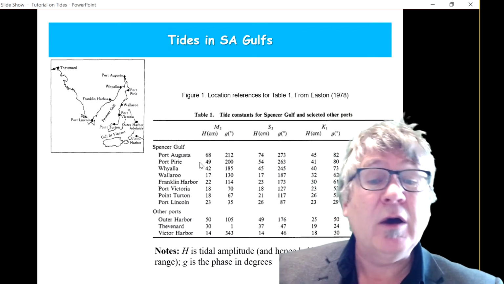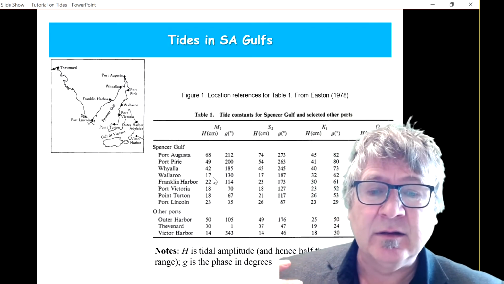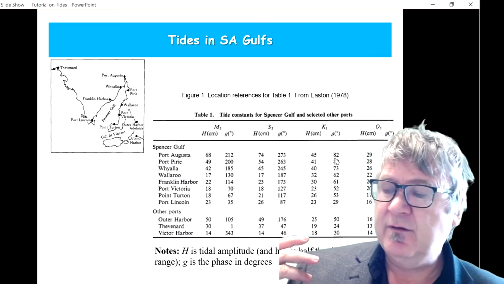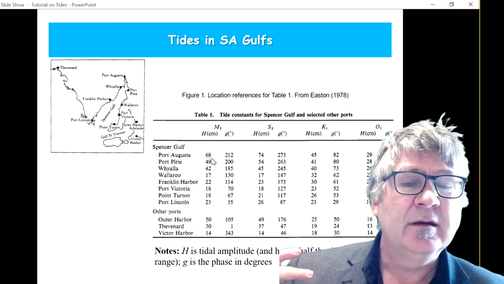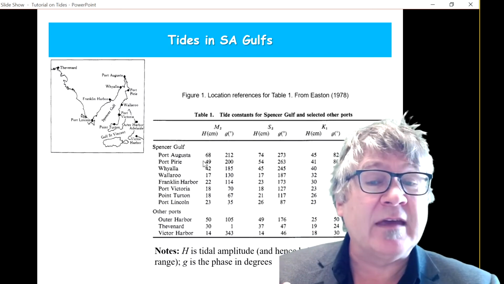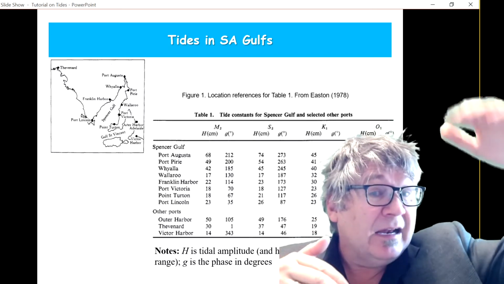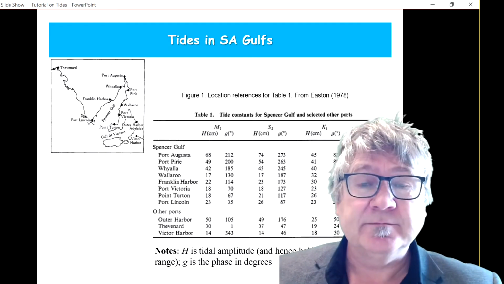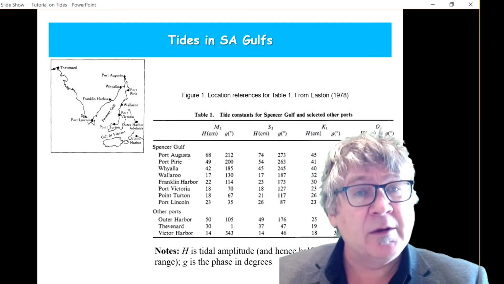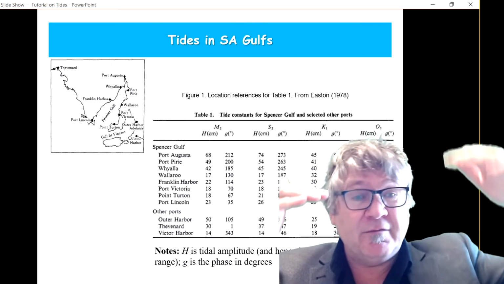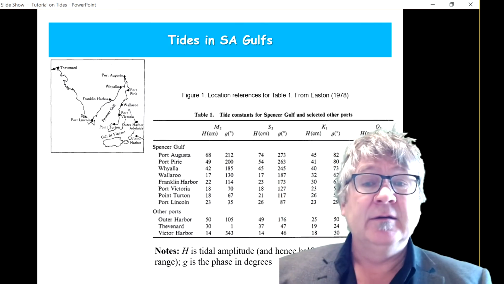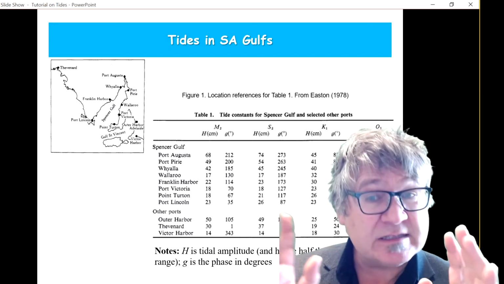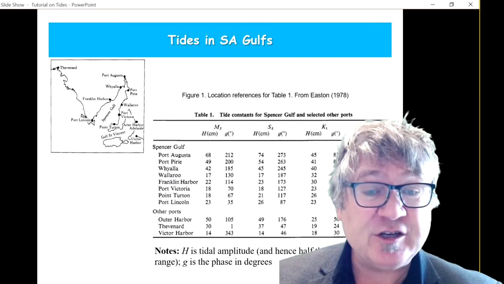Okay, so now go up to Port Augusta. Look at that. 68, 74, 45, 29. There's a tidal amplification. The tidal range becomes larger. And this is exactly what we're talking about as this resonant amplification, where you get a bigger tide. Okay? It is very pronounced. It's a pronounced feature.